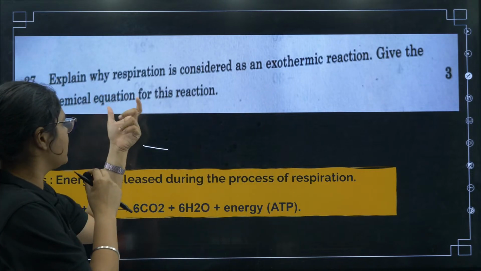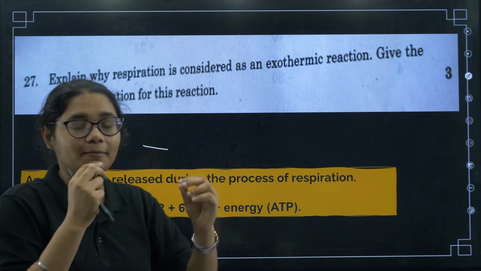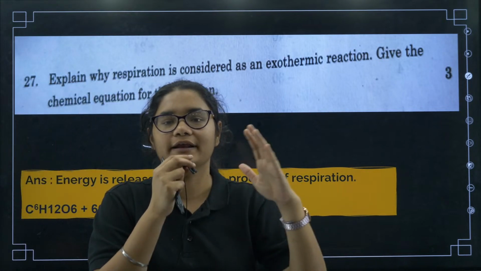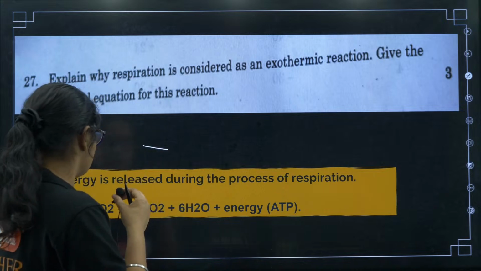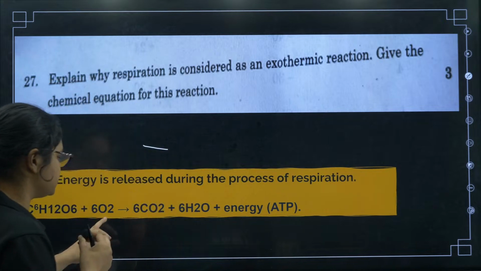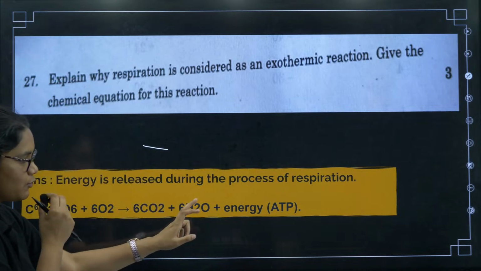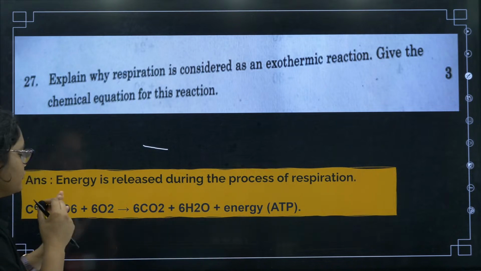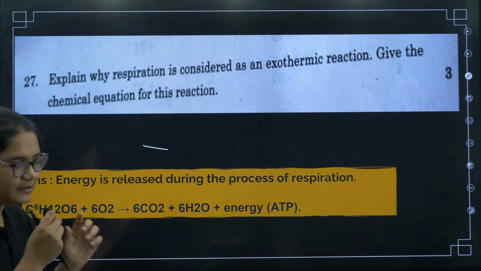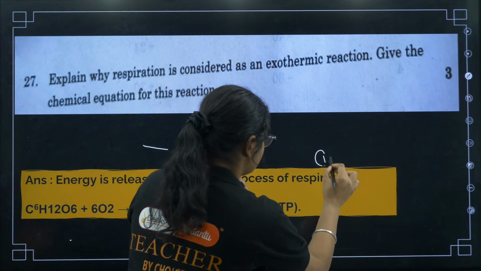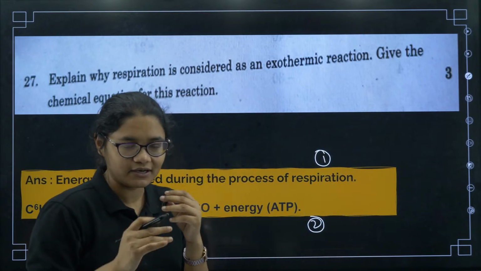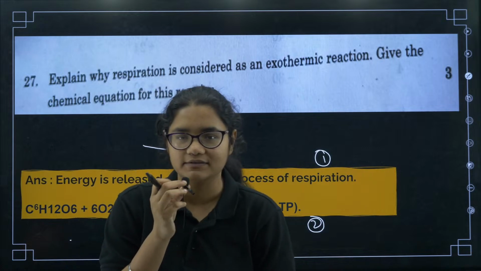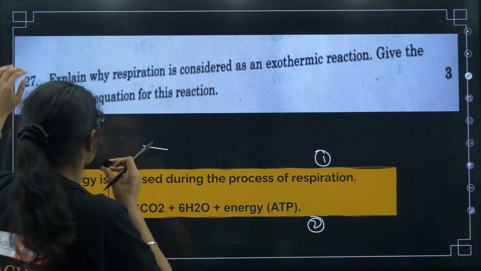Next, give the chemical equation for this reaction. If you write the balanced chemical equation, then only you will get the full marks. So what happens here? Glucose reacts with oxygen to give you carbon dioxide plus water plus energy. So you have to write the reaction as well as balance it. So this carries 1 mark, the balanced equation carries 2 marks, and that will give you a total of 3 marks. Very easy and simple question.